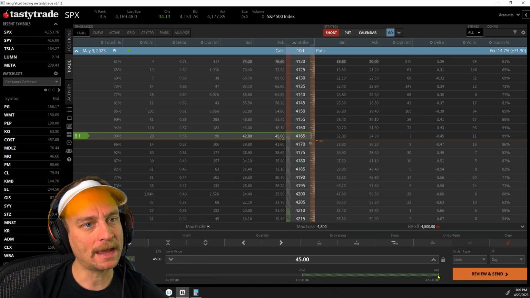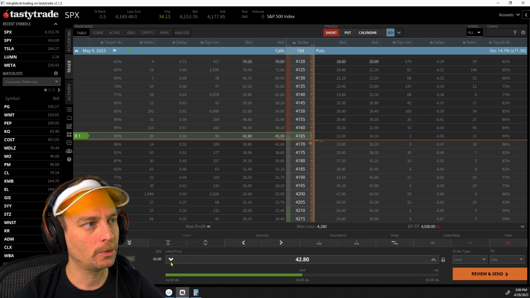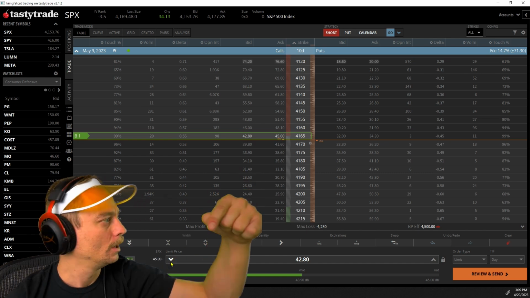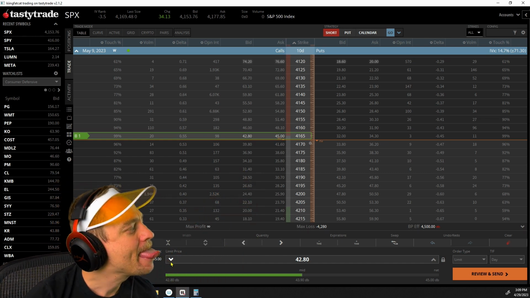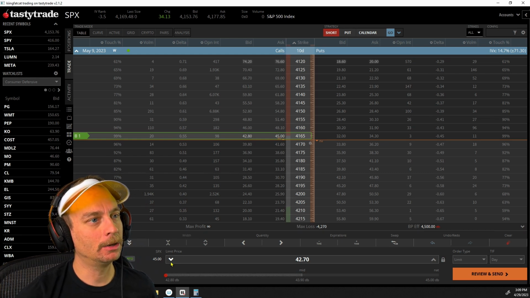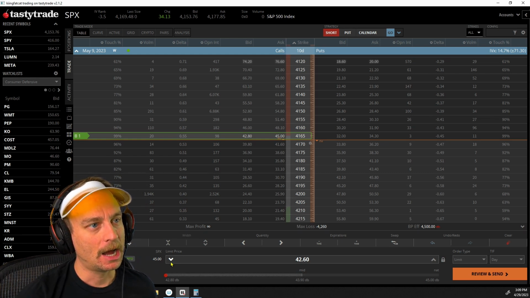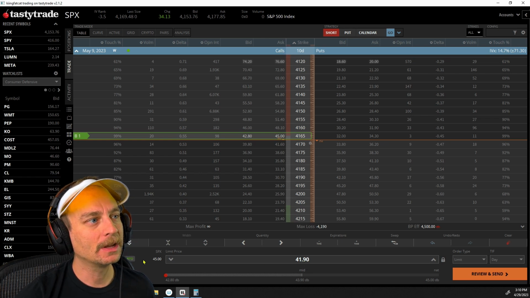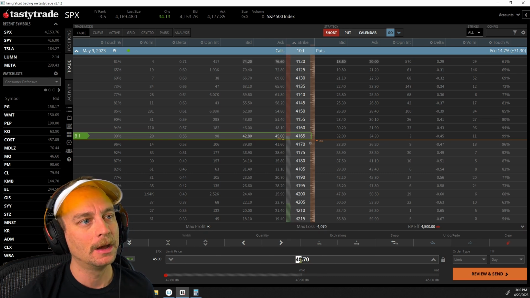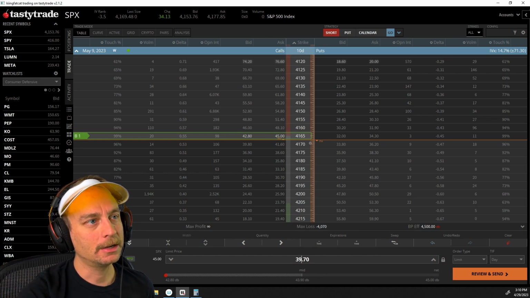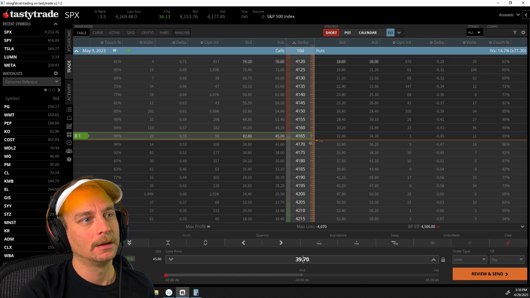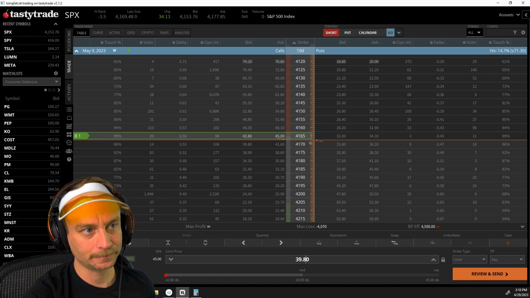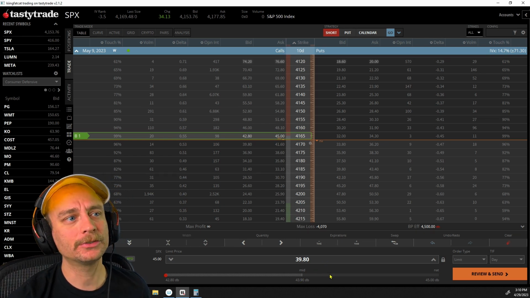But check this out. So if I want to join that bid, I could join the 42.80, or I can press this down arrow, right here. Right there. And look, I can join 42.70. I could join 42.60. I could go all the way down. I could go to 41.90. Hell, I could even type something in. Okay, let's type in the price of 39.80. That's really far away, but I could type in 39.80.